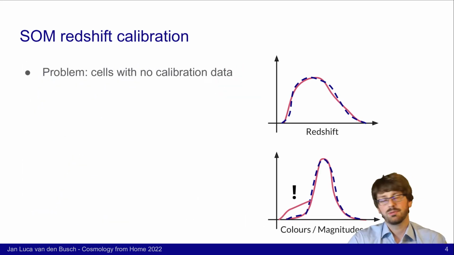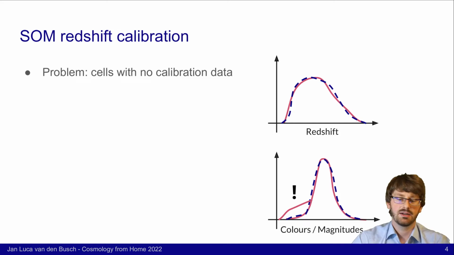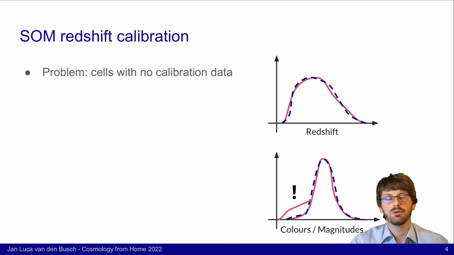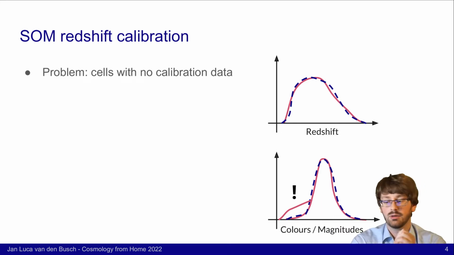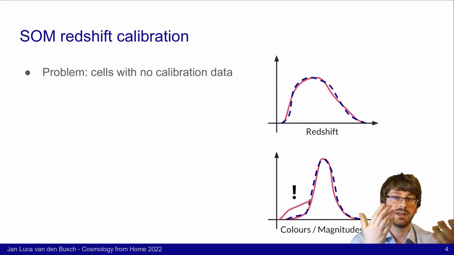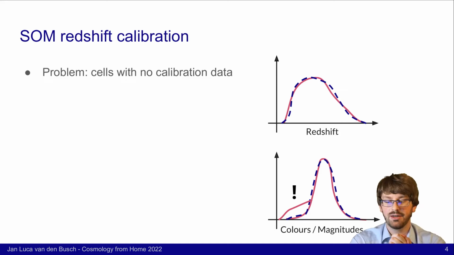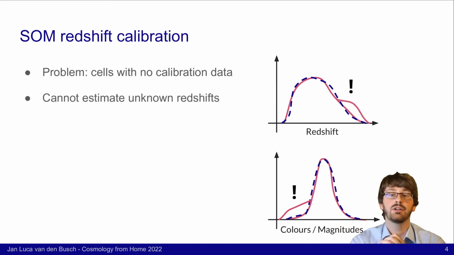So there's one particular problem with this calibration method, and that is cells in the SOM where we don't have any calibration data available. That means if we look at our distribution of these observables, there will be some excess in our imaging data for which we don't have any corresponding calibration data. So we also can't estimate the redshifts of these unknown galaxies.